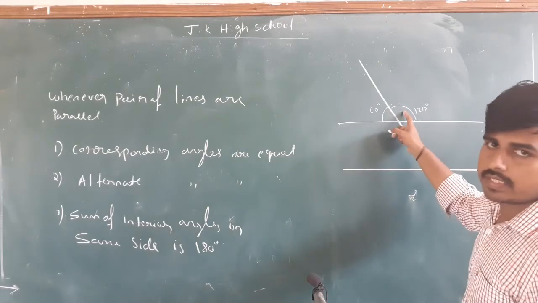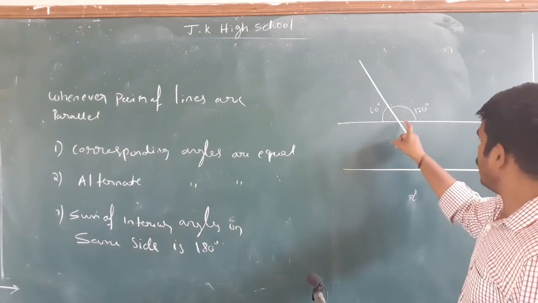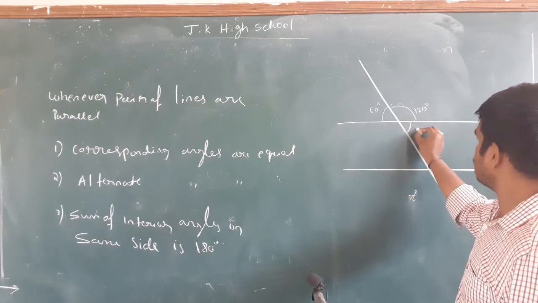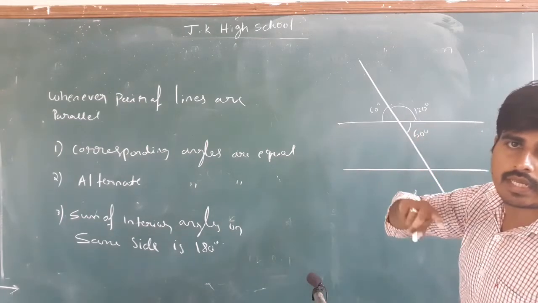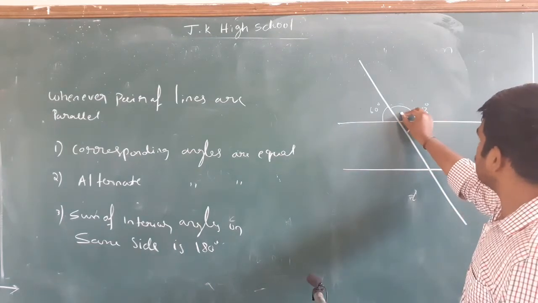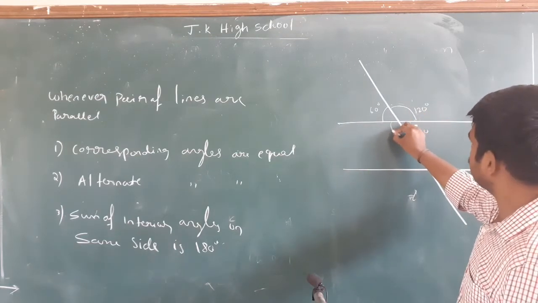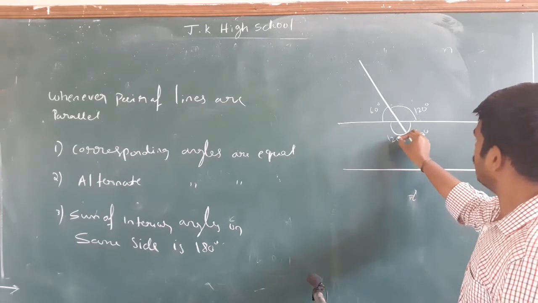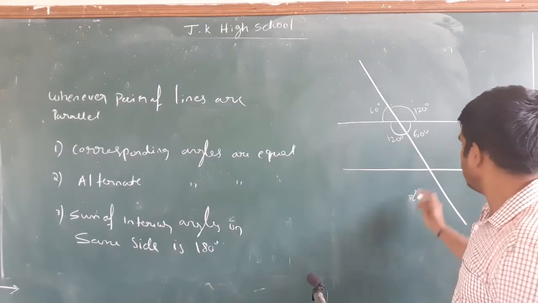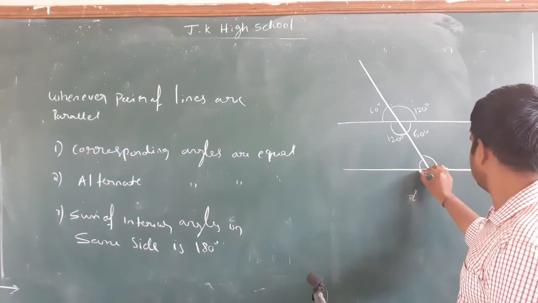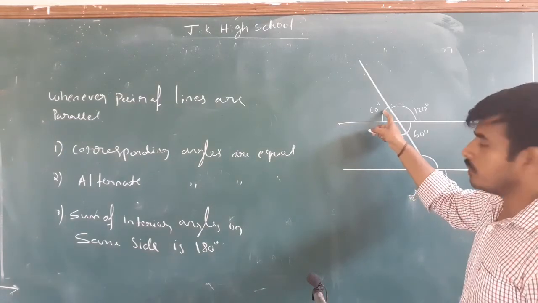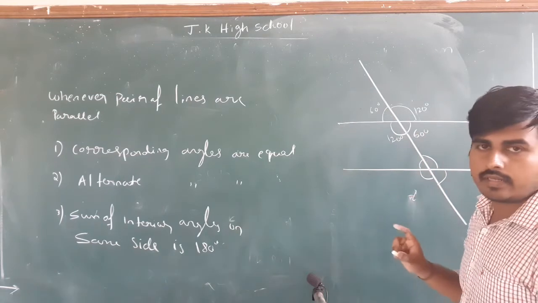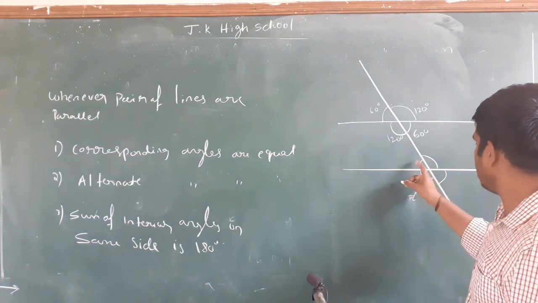So I calculated next. Here 60 is vertically opposite to this angle, so this is also going to be 60, because vertically opposite angles are equal. You studied in the last exercise. And this is vertically opposite to this one. Now I don't have any clue here. I had at least one clue here, and from this one clue I calculated the remaining 3, but I don't have any clue here how to calculate.